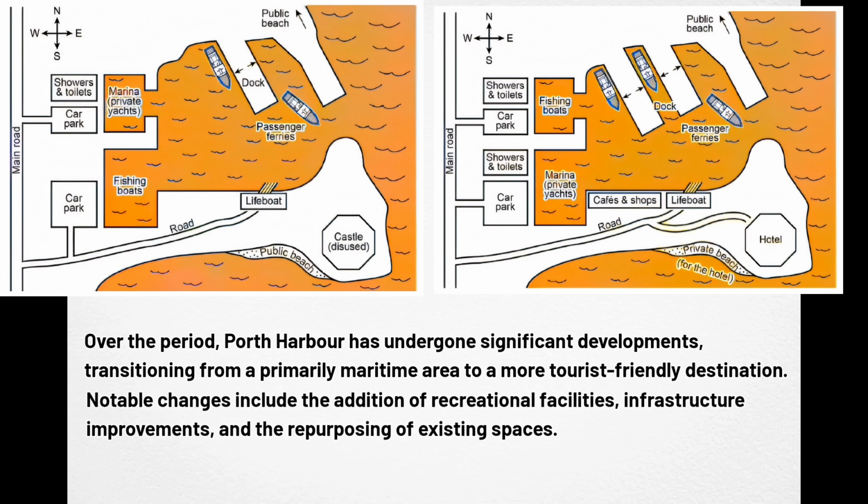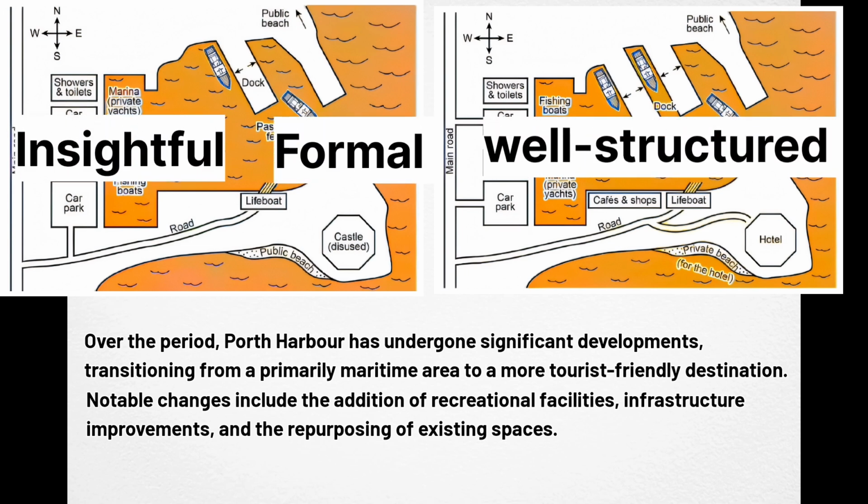When we added, "Notable changes include the addition of recreational facilities, infrastructure improvements, and the repurposing of existing spaces," we grouped the changes smartly, using categories instead of listing places. This approach shows strong cohesion and good task response skills, moving our answer toward a Band 8 or 9 level. Overall, our overview is insightful, formal, and very well structured.